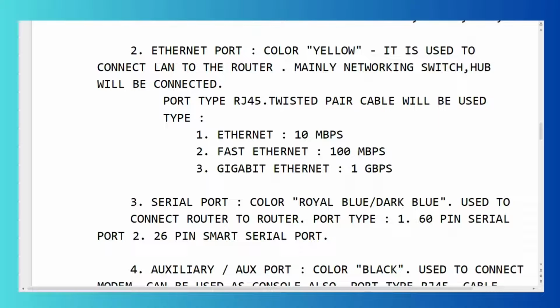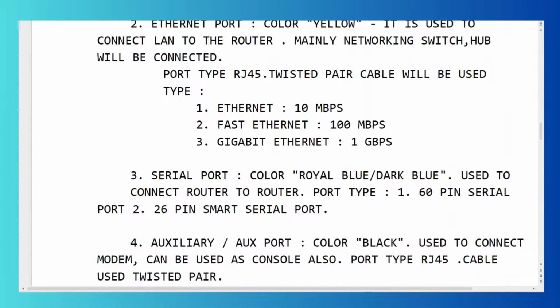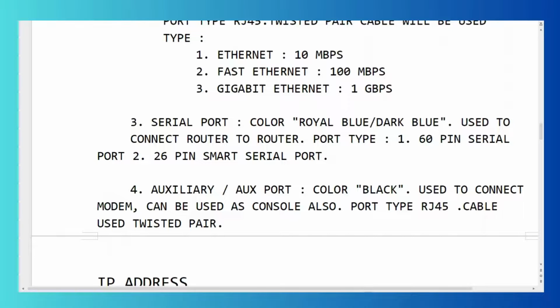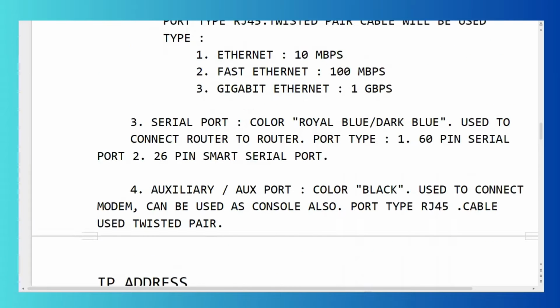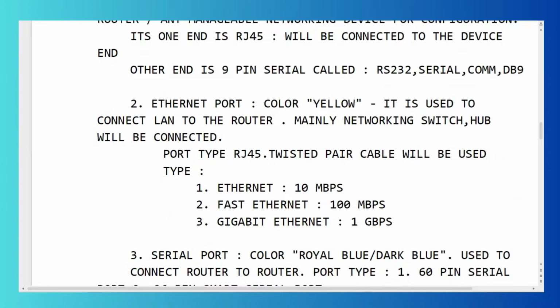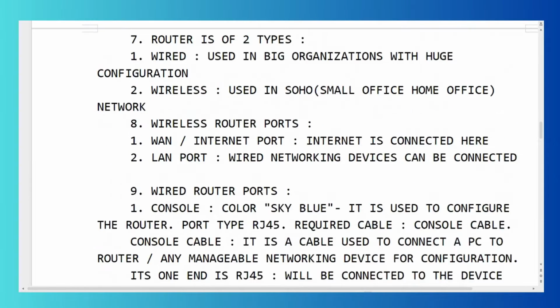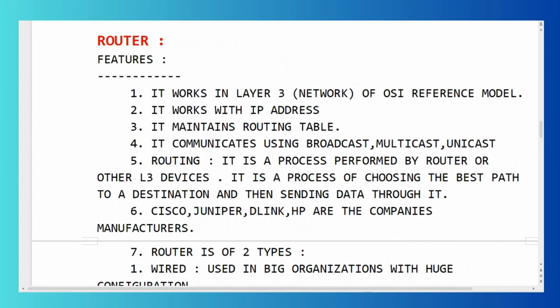Then serial port, color royal blue, dark blue, used to connect router to router. Port types: 60-pin serial port, 26-pin smart serial port. Then auxiliary or AUX port, color black, used to connect a modem, can be used as a console also. Port type RJ45, twisted pair cable used. Here today I will complete networking devices.